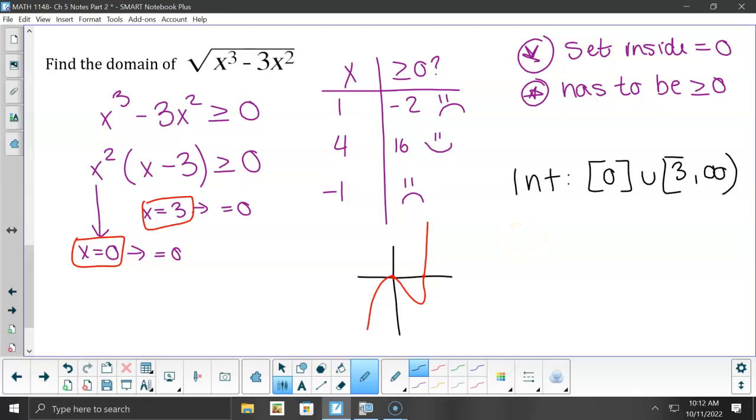Do we want to do it in set builder notation? Yes. Squiggly bracket x such that x equals 0 and x is greater than or equal to 3.